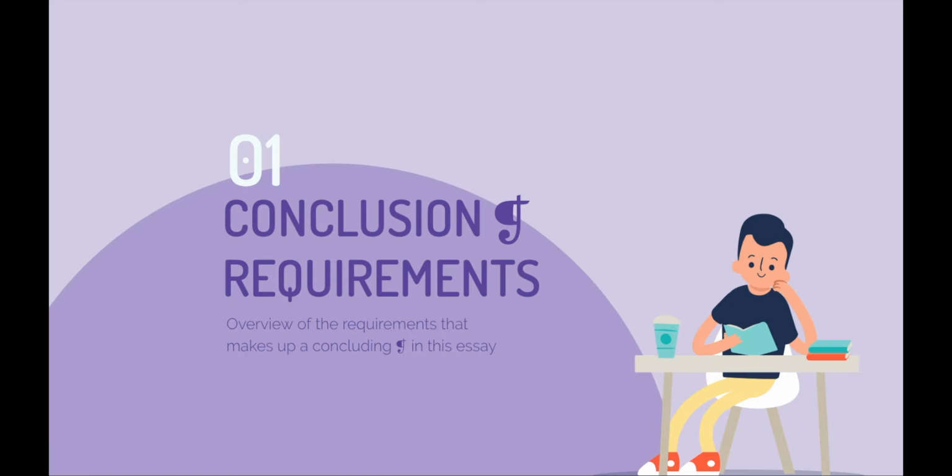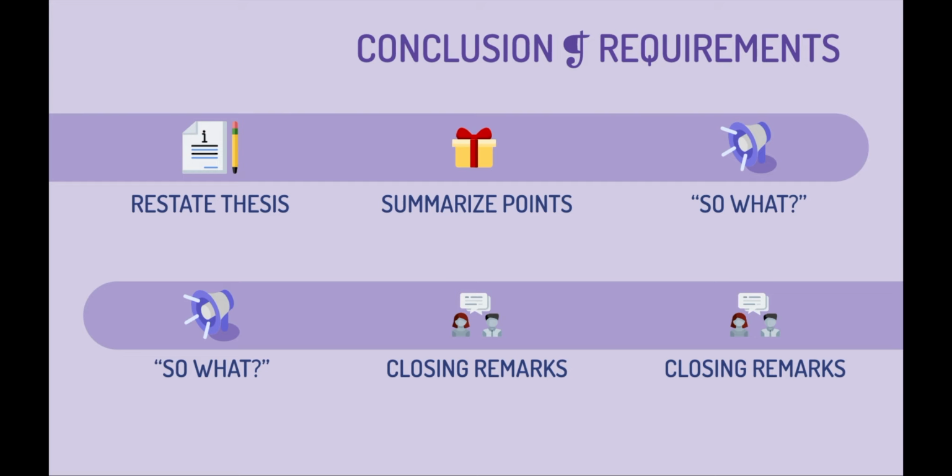Section 1, Conclusion Requirements, an overview of requirements that make up a concluding paragraph in this essay. So there are a few things that make up a concluding paragraph. You're going to need to restate your thesis statement, summarize some of the points you made, remind your reader why those points were important, and closing remarks.